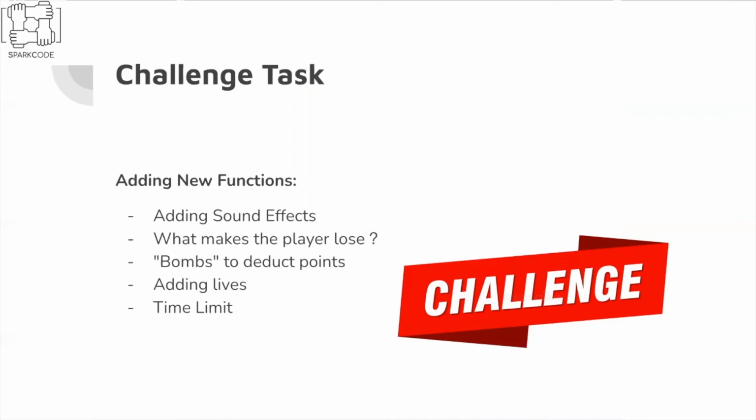And how can a player possibly lose? Maybe there is going to be another sprite, which if you touch it, then you lose lives or whatever that is. Maybe a bomb that takes away points. That's another good idea. You might want to add some lives, as I said, and there could be time limits. Okay, so you can add a timer. So maybe there's a 1 minute limit for the game and stuff like that. It's going to be pretty cool. Okay, so that's the challenge task done.